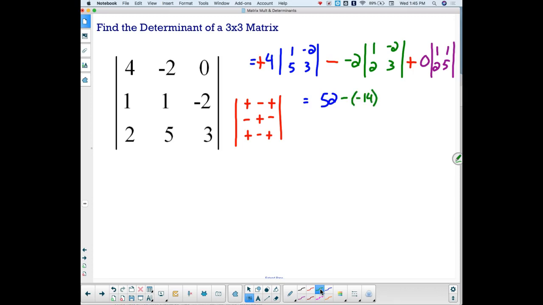This one I'm not even going to calculate, because it's going to be 0. So the value of this determinant is 66. That's one way of doing it by hand. Okay? That's the long way, the most complicated way.